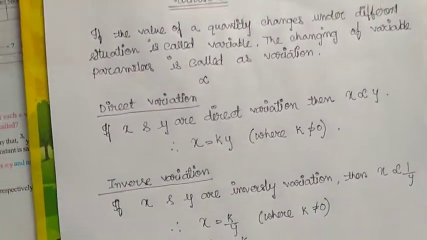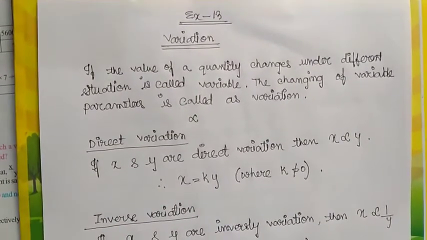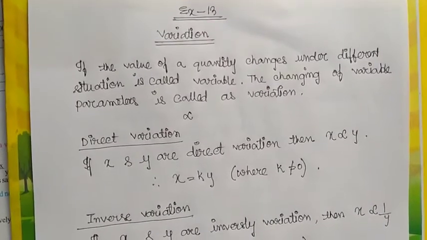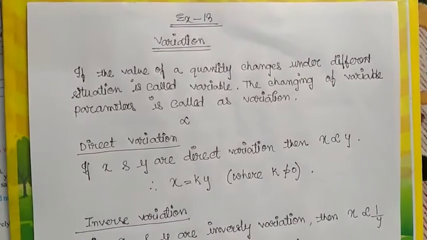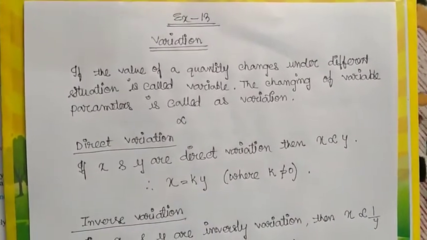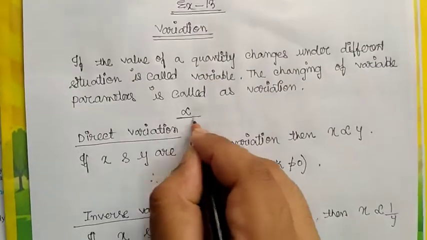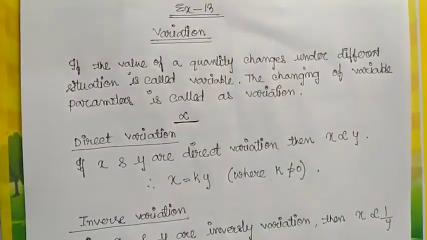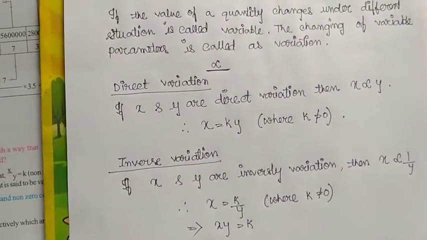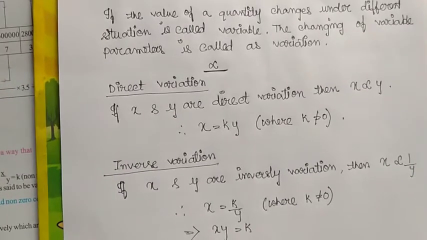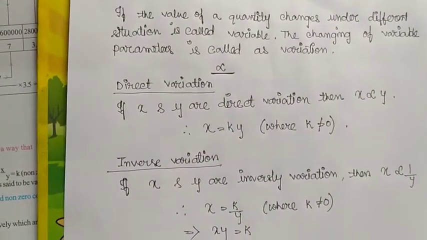What is variation? If the value of a quantity changes under different situations, it is called a variable. The changing of variable parameters is called variation. The sign of variation is denoted like this. First of all, we have to know these three important types of variation: one is direct variation, one is inverse variation, and the last one is joint variation.